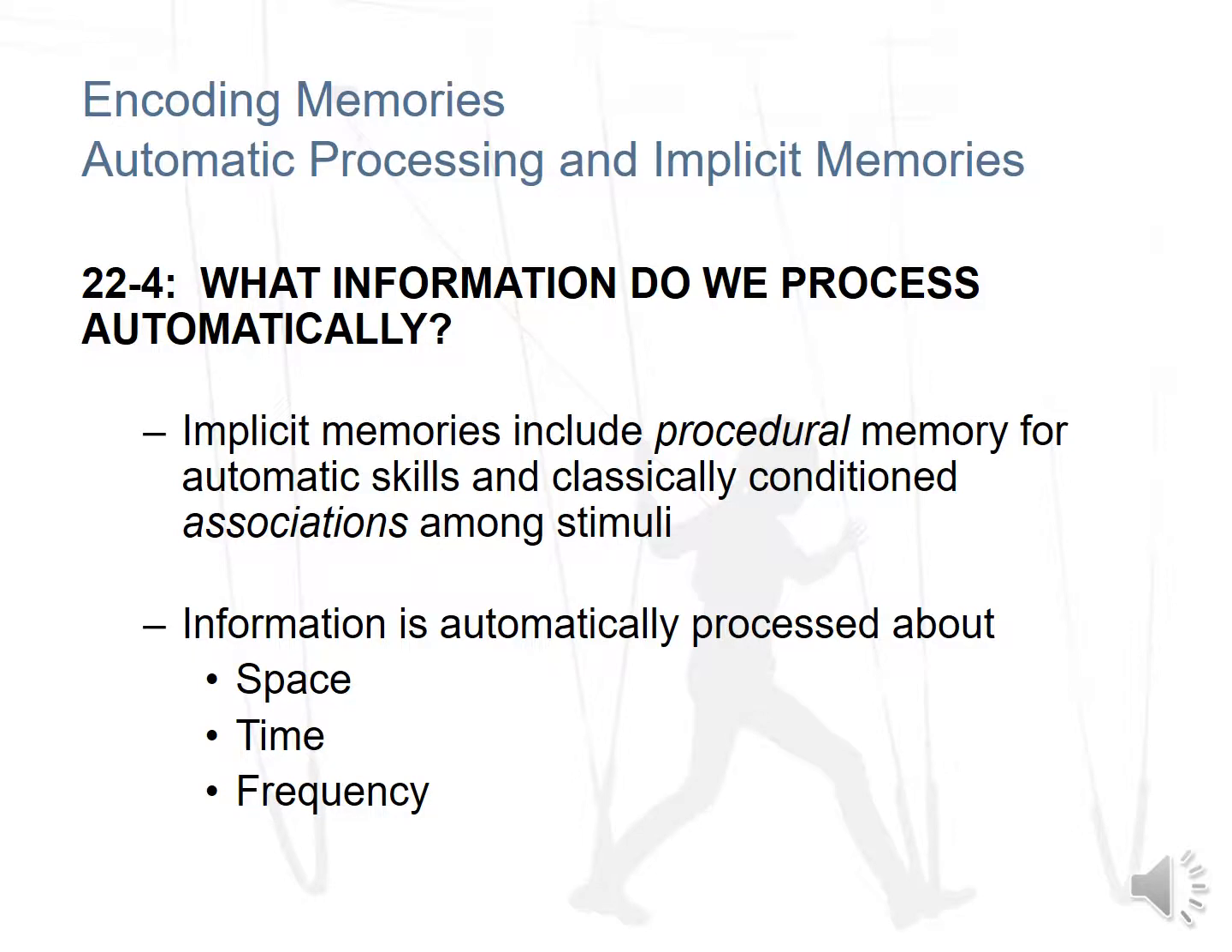So what information do we process automatically? Implicit memories include procedural memory for automatic skills and classically conditioned associations among stimuli. Information is automatically processed about space, time, and frequency. An example of this is if you are writing. You do not have to consciously tell yourself how to make the letters. You already have the procedural memory that will allow you to write something on a piece of paper with very little mental effort.